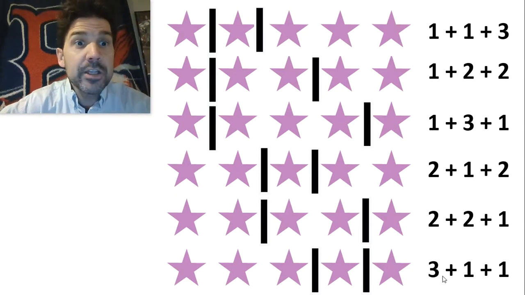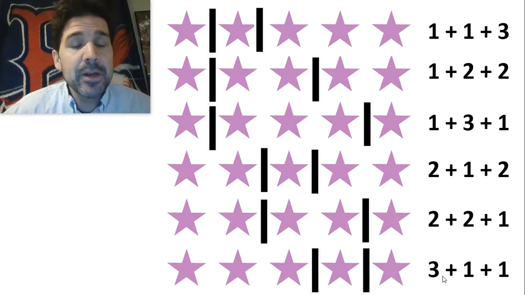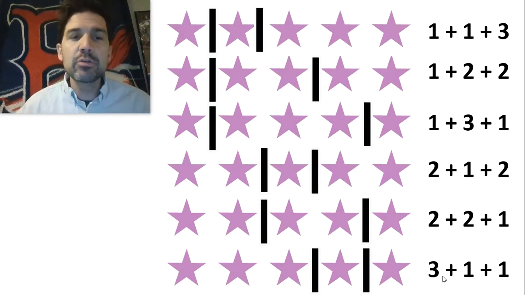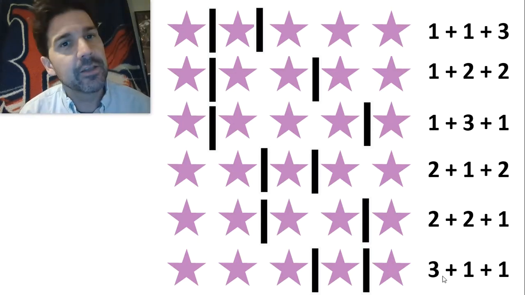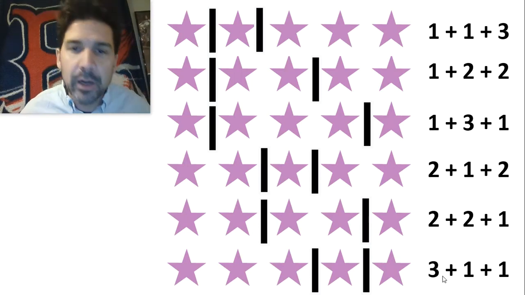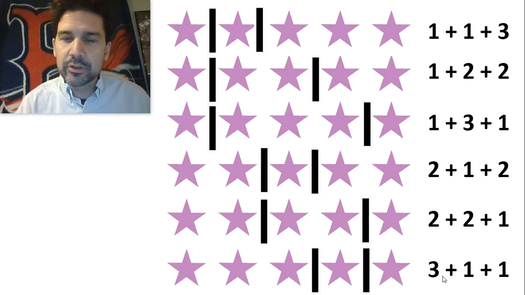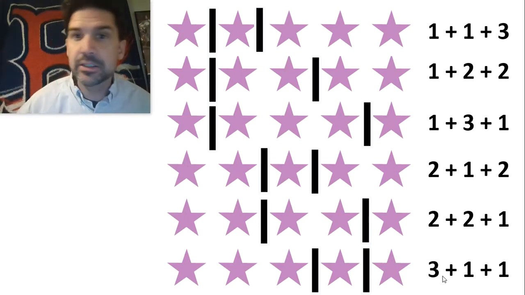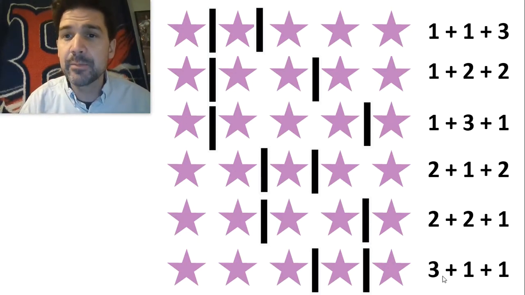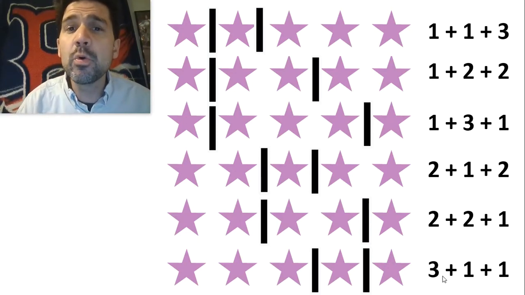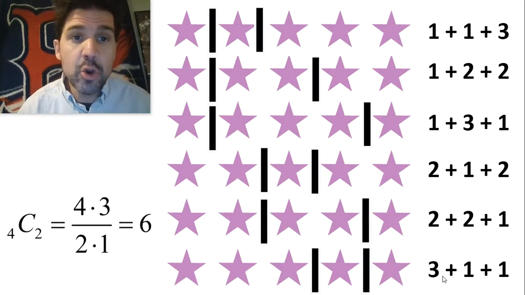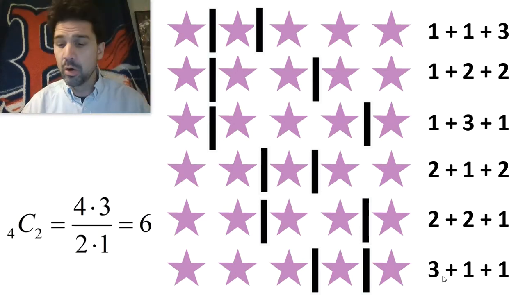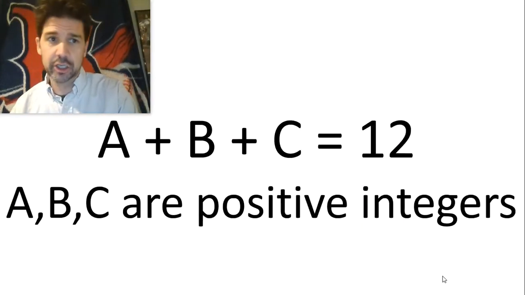Now, hopefully you know a little bit about combinations. If you don't know about combinations, I'm going to make a video on it, so watch that video. But combinations are super helpful in doing the math, so you don't have to write all the possibilities out every single time. So we have 4 different spaces, and we're choosing 2. So it's 4 choose 2, which is 4 times 3 over 2 times 1, which equals 6.